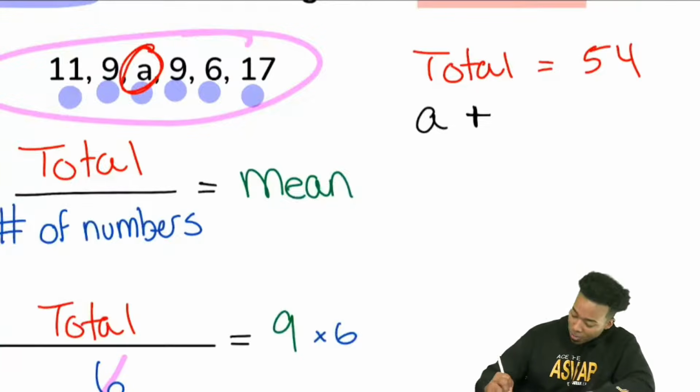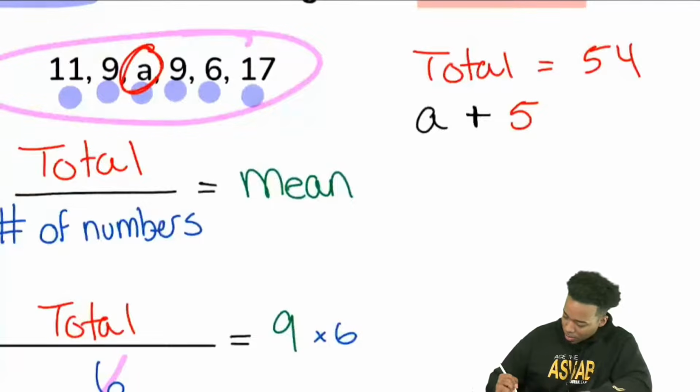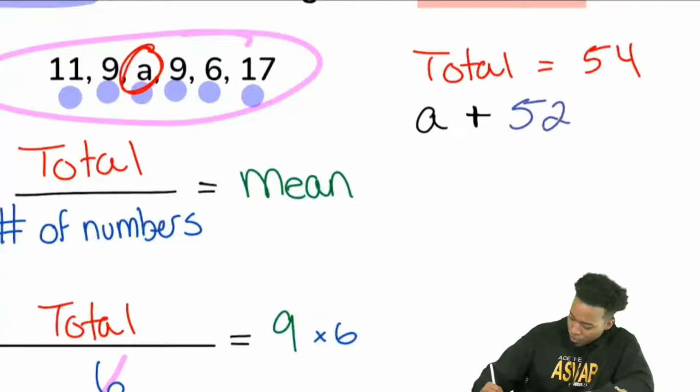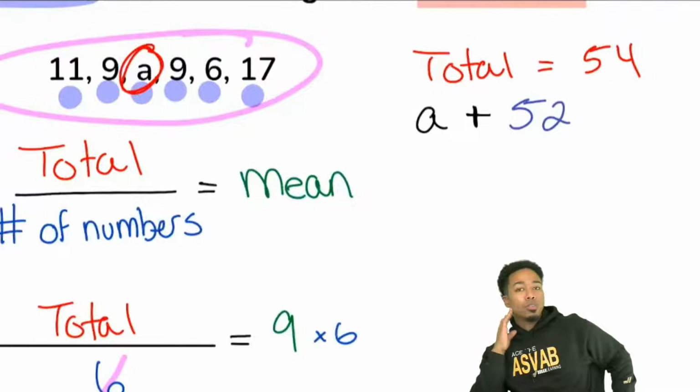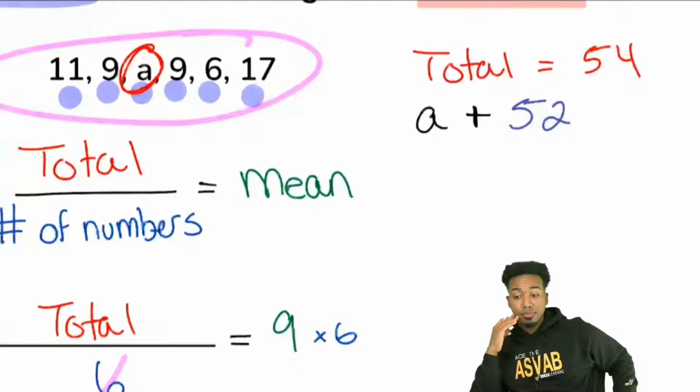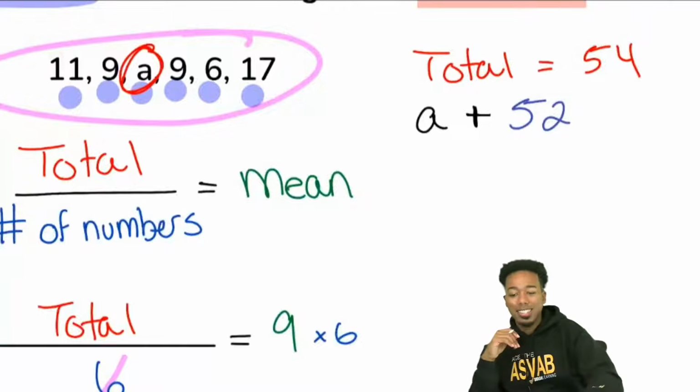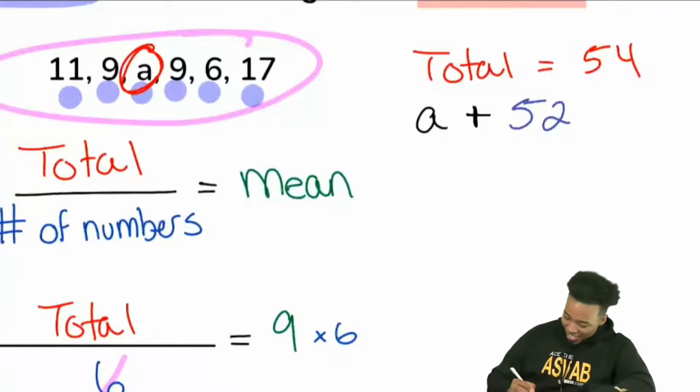So we have 52 so far as the total. Everyone, let me use lavender here or blue. We have 52. What does A have to be to make 54? Right. It has to be 2.